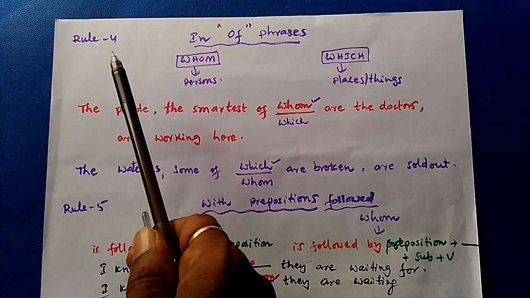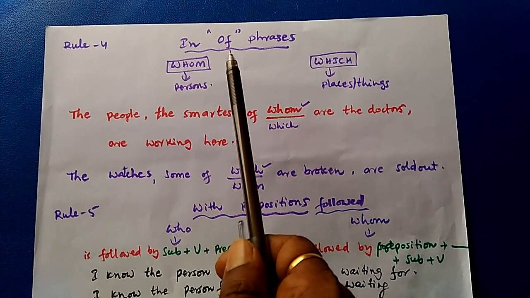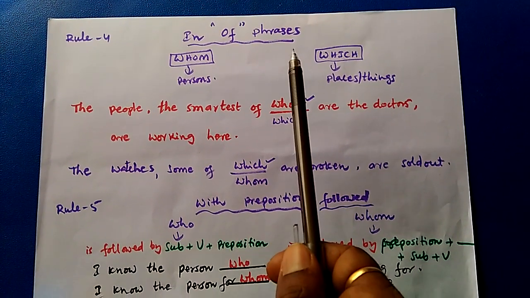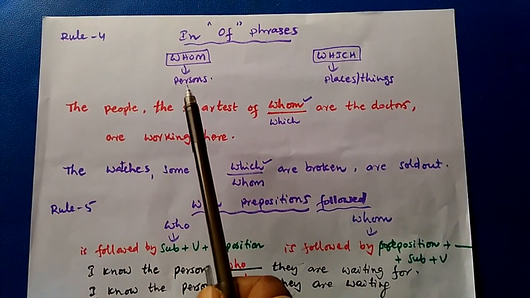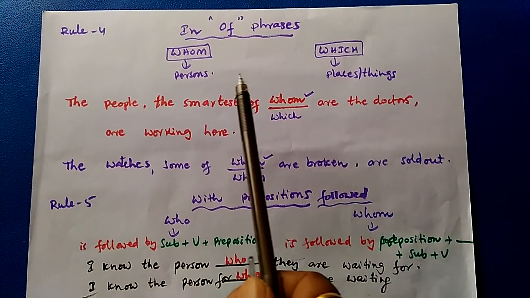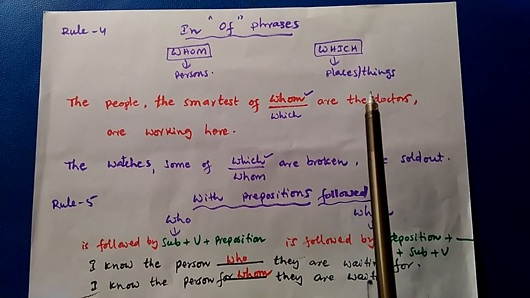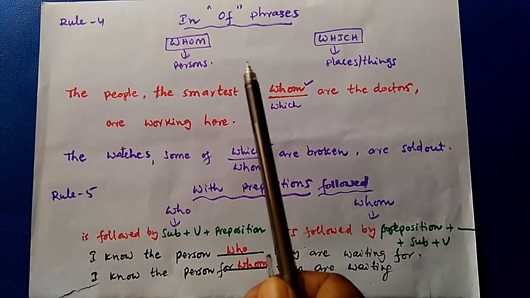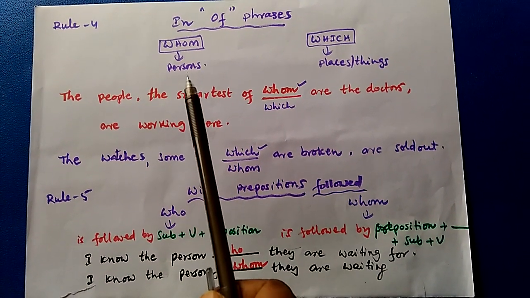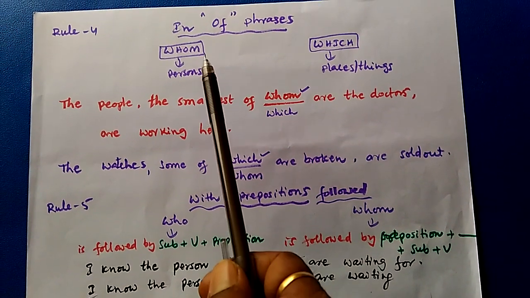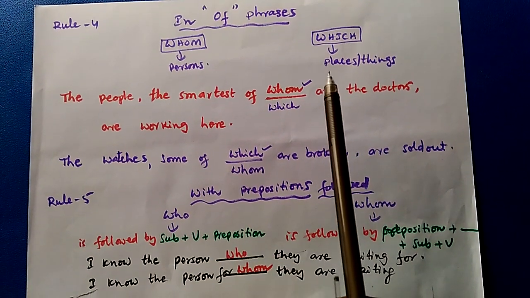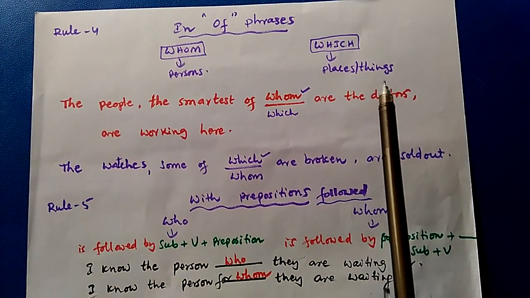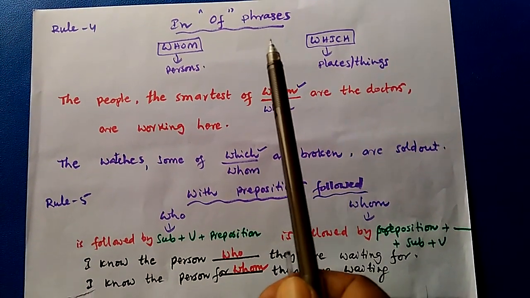Here is rule number 4. In prepositional phrases, we use whom for persons, and which for places and things. I mean, if the antecedent is a person or persons, we prefer to use whom. If the antecedent is a place or things, we use which.